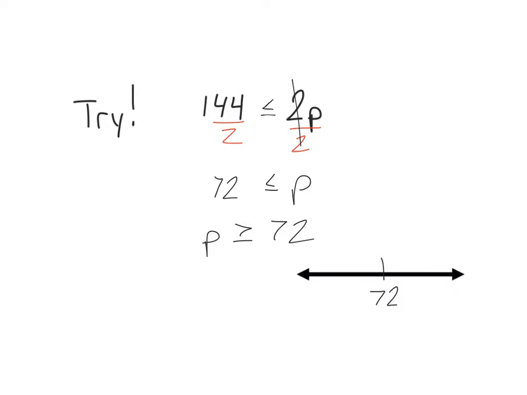So what are our solutions? Our solutions are all numbers that are greater than or equal to 72. So greater than or equal to, fill in the circle and shade to the right.